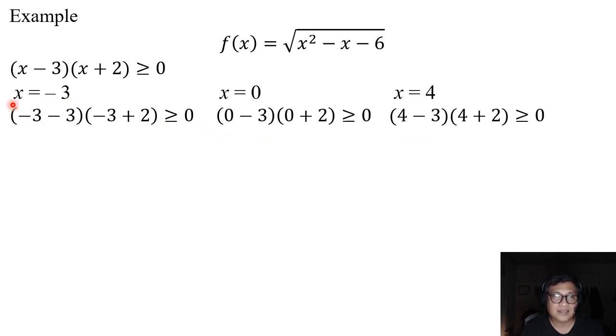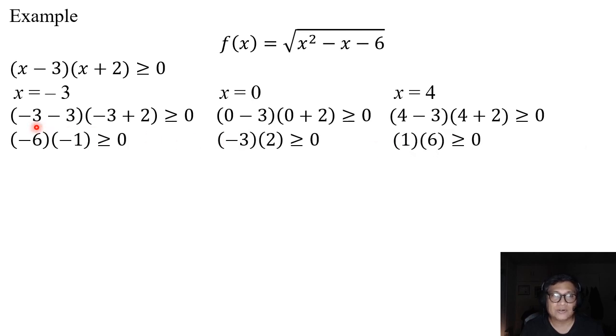Then simplify. So I have here x minus 3 times x plus 2 greater than or equal to 0. For x equals -3: -3 minus 3 times -3 plus 2 greater than or equal to 0. Then here I also have 0 minus 3 times 0 plus 2. So I am using this factored form function. Then for x equals 4, I have 4 minus 3 times 4 plus 2 greater than or equal to 0. Then simplifying, -3 minus 3 is -6, and -3 plus 2 is -1, greater than or equal to 0.